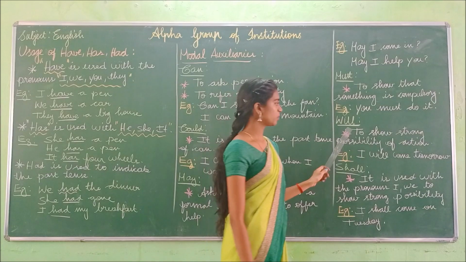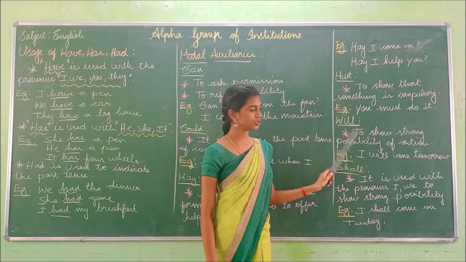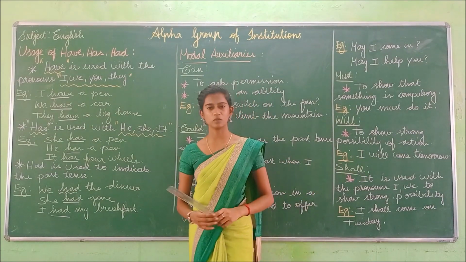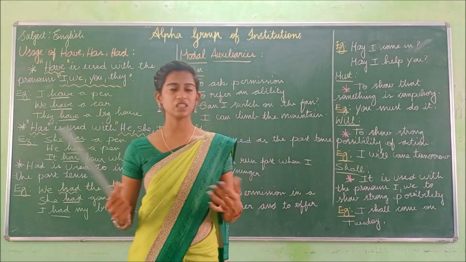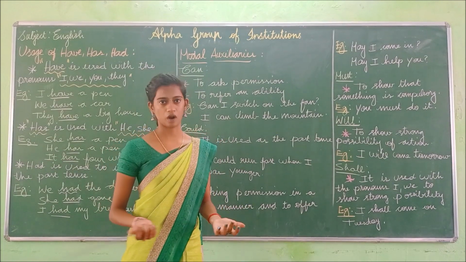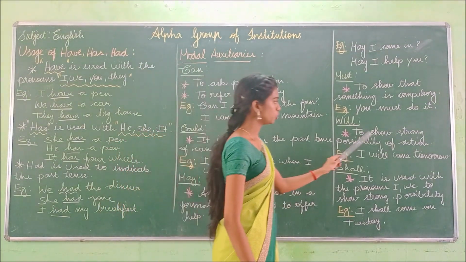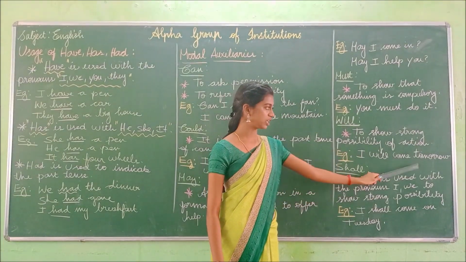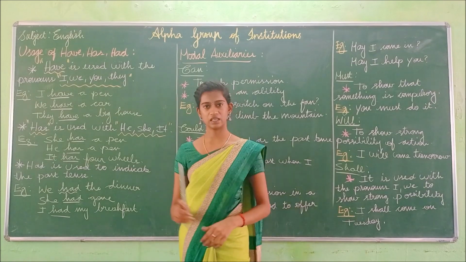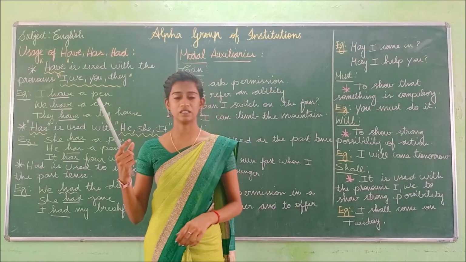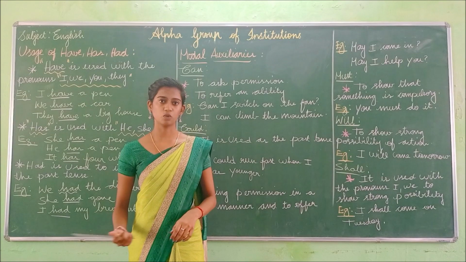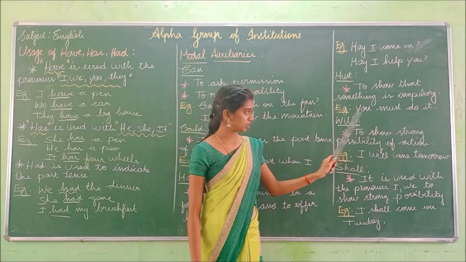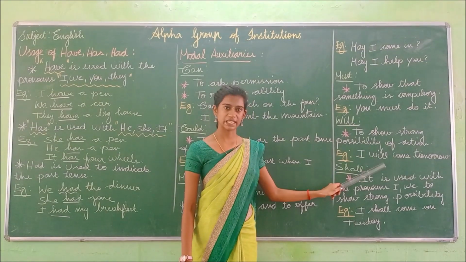The next one we are going to see is will. We use will to show strong possibility of action. What is possibility? Possibility means things that may happen or not. To show strong possibility of action, you have to use will. I will come tomorrow. This sentence indicates that some person will definitely come tomorrow. So to show strong possibility of action, we use the modal auxiliary will.